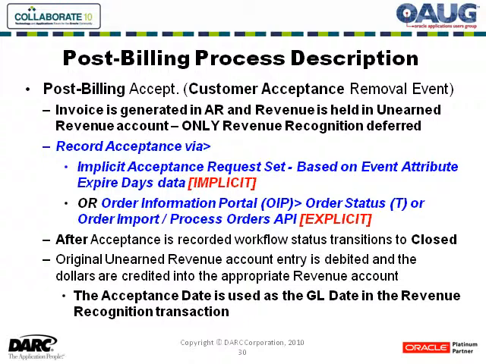You can do it either implicitly via the implicit acceptance request set based on your expiration, or you can do it explicitly manually through the OIP, or programmatically via order import or process orders API. Once your acceptance is completed, the workflow will transition to closed. Your original unearned revenue account entry is debited, and the dollars are credited into the appropriate revenue account. Your acceptance date on post-billing transactions is used as the GL date in the revenue recognition transaction.